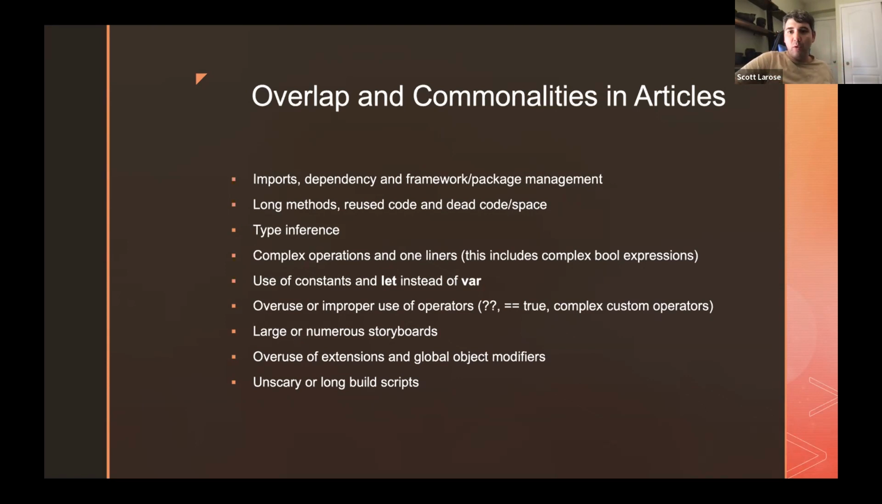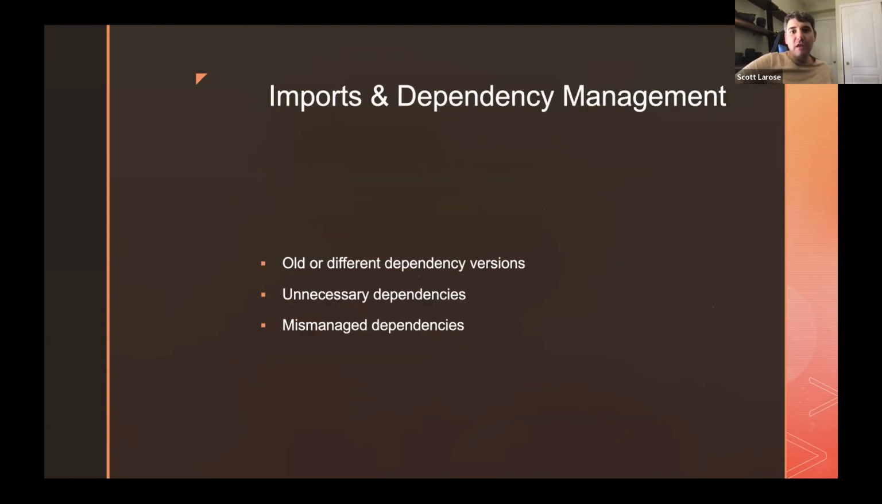Large or numerous storyboards. This is super specific to Xcode and iOS, and hopefully SwiftUI eliminates this completely. Overuse of extensions and global object modifiers. That's a specific one and kind of hard to explain at face value, so let's wait until we get to that on another slide. Unnecessary or long build scripts. Also something very specific, but it often comes up as something to check when you're looking to reduce compile times within the online communities. So let's get into it.